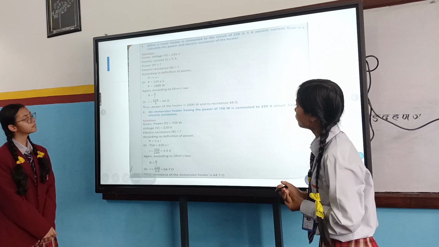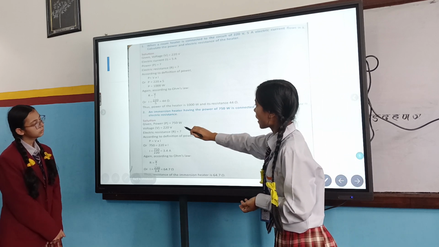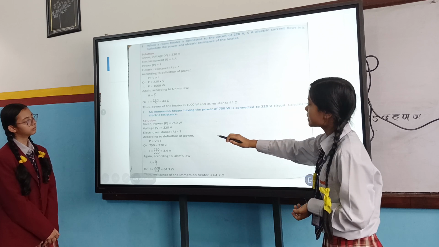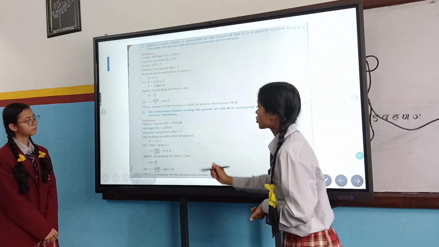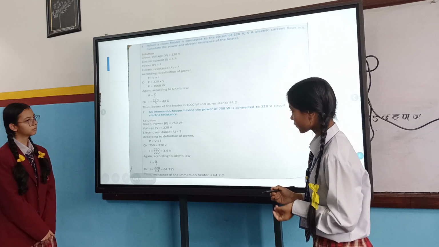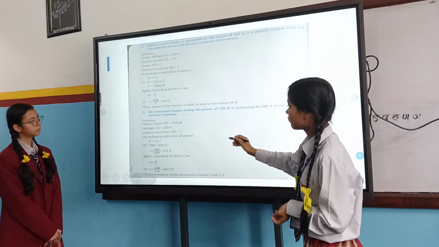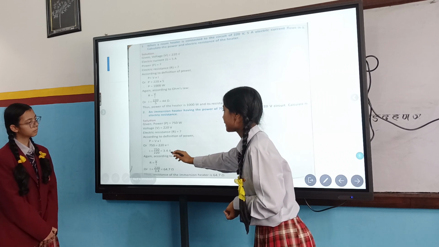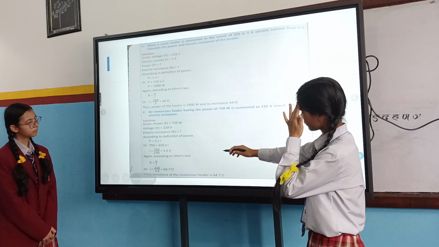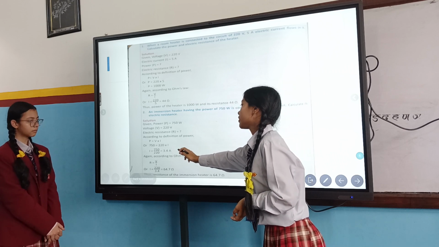Next is numerical number 2, we can get the solution. We have given power 750 watt, voltage we have 220 V, same as before, and electric resistance we should find out. So first we are going to find I. From the definition of power, we can substitute those values according to the question and find out I, that is electric current, and its unit is ampere. So we get 3.4 ampere.